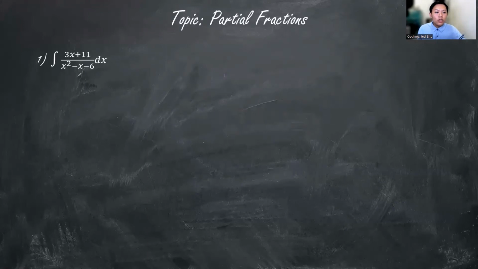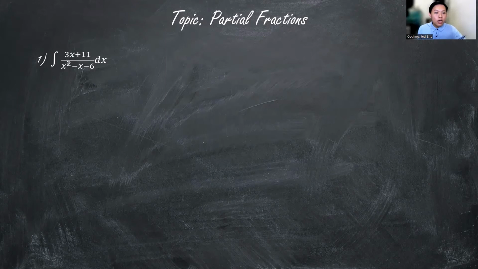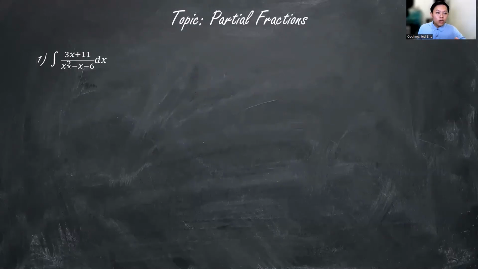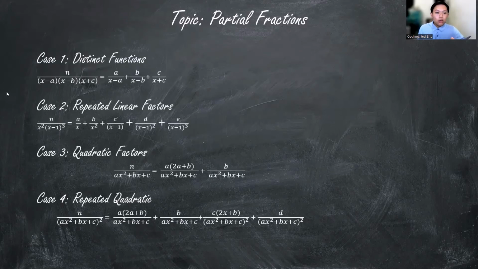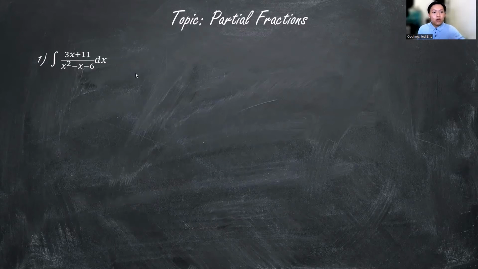Here we have 3x plus 11 divided by x squared minus x minus 6. If you look at this, you might think this is just a quadratic factor. But if you can distinguish the factors, which means you can use case 1 instead of case 3. So let's, okay.